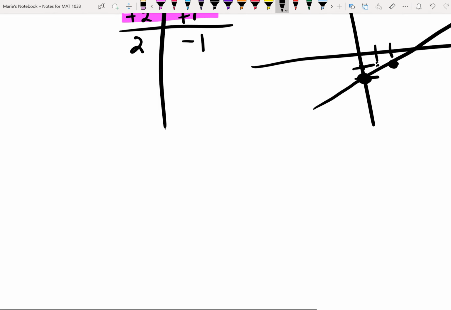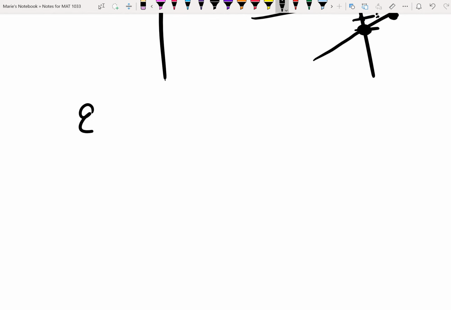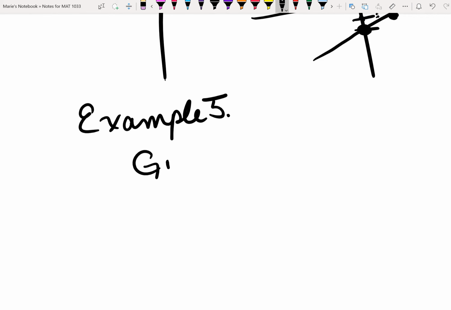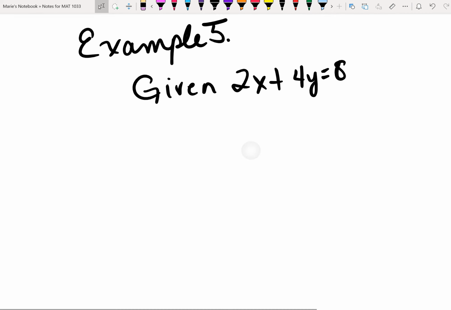If I look at example 5, we're looking at x and y intercepts again. So if the question stem says given 2x plus 4y equals 8, and they want you to find the x and y intercepts, you're going to do exactly what we did prior.